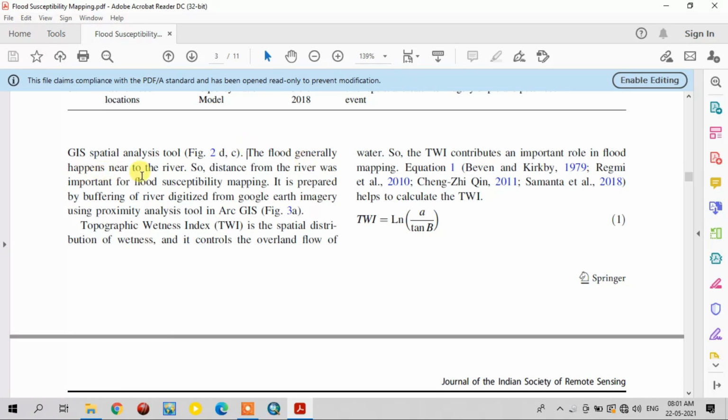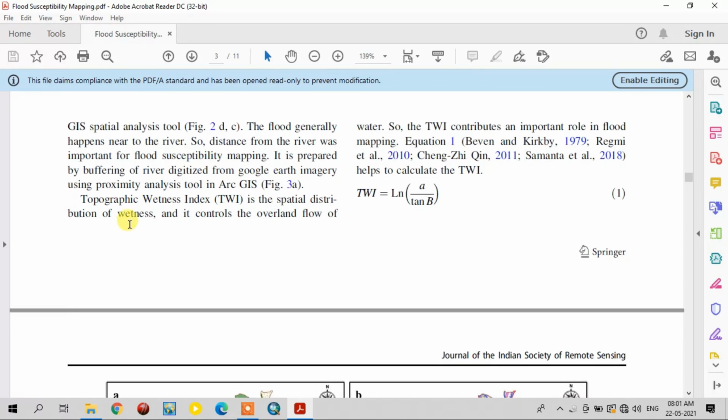Floods generally happen near the river, so we have selected one more parameter, distance from river. We can select the river shapefile from the land use land cover shapefile. In that river shapefile we have taken a buffer of the river, so we can calculate the distance from the river. That one is the fifth parameter of this flood susceptibility analysis. And the sixth one is topographic wetness index.